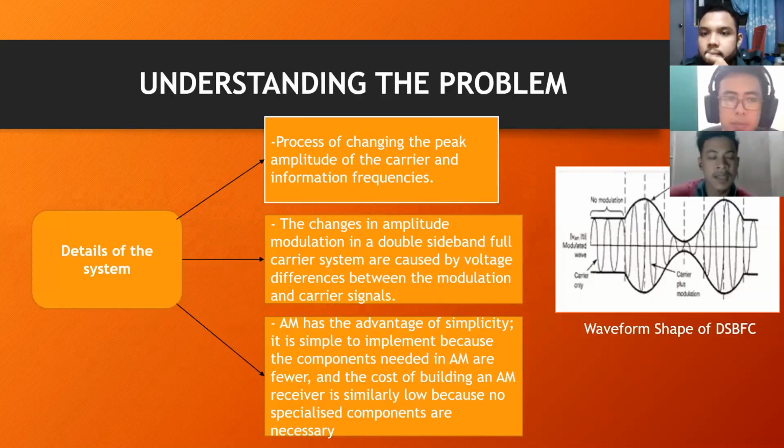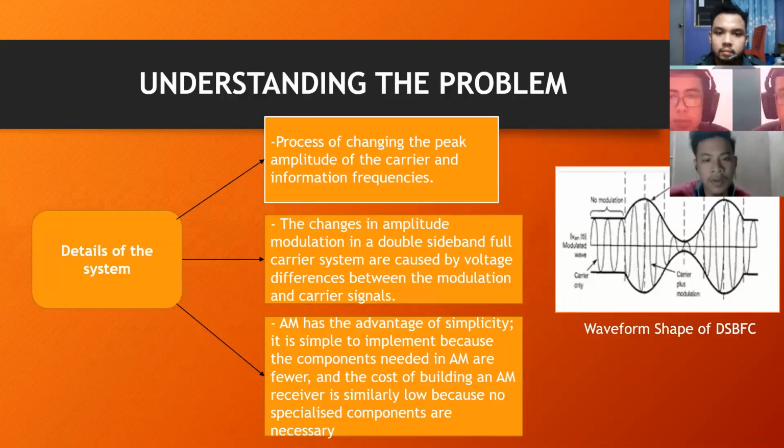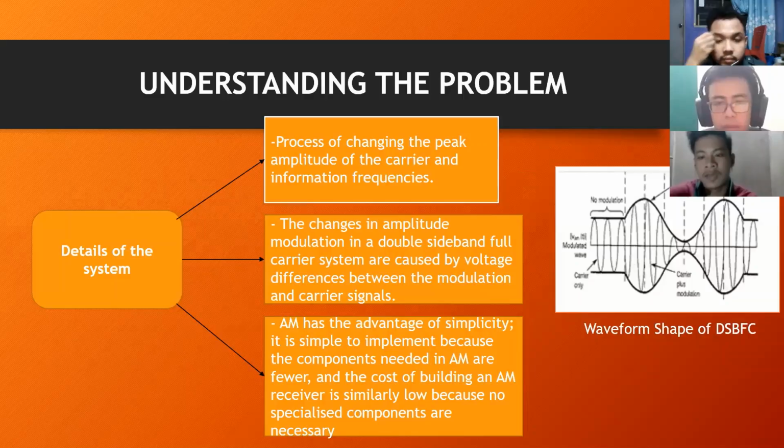Next is the understanding of the problem. The detail of the system is the process of changing the peak amplitude to carrier and information frequency. The change in amplitude and modulation in double sideband full carrier are caused by voltage. The figure shows the waveform shape of a double sideband full carrier.